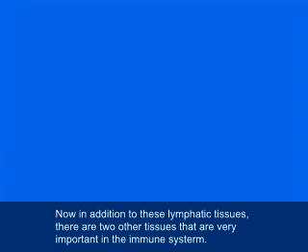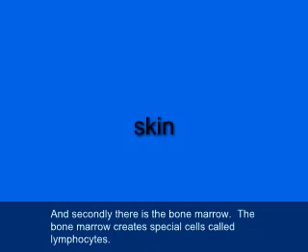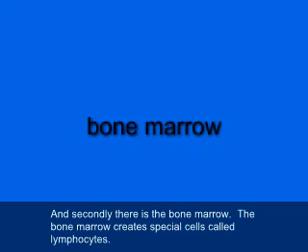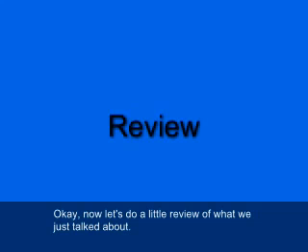Now, in addition to these lymphatic tissues, there are 2 other tissues that are very important in the immune system. First of all, there's the skin, because the skin provides a physical barrier against any invading organisms. And secondly, there's the bone marrow. The bone marrow creates special cells called lymphocytes. Okay, now let's do a little review of what we just talked about.